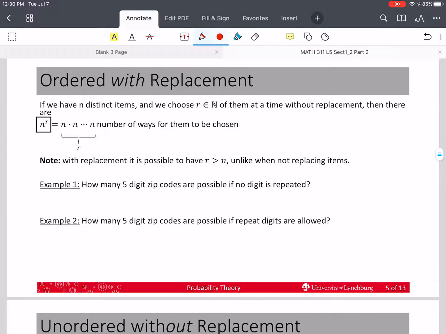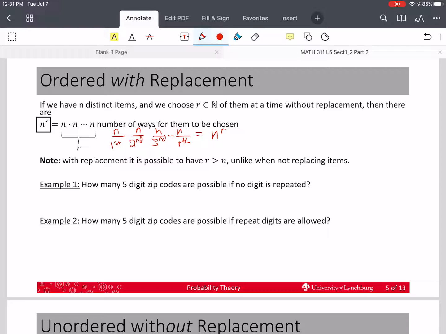So let's talk about ordered with replacement. So many times we're going to do a sample, and then as we choose something, we'll put it back into the bin, so to speak, so that we can choose it again. If we have n distinct or different items and we choose r of them at a time with replacement, then we can think of it as multiple selection steps. So the first one, our number of choices is going to be n. Since we've chosen one and put it back in, for the second draw, there's still going to be n. And for the third draw, there's still n, because again, we replace it. And we keep doing that until we get to the rth draw. And so this is n raised to the rth power.